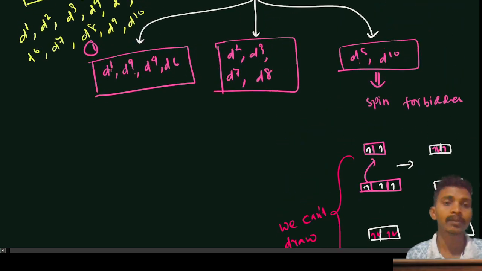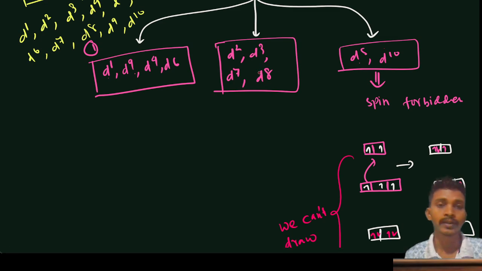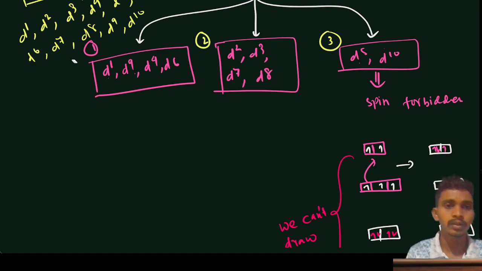Now we will discuss d1, d9, d4, d6, and d2, d3, d7, d8. This is the first type, and this is the second type. This is the third type. Here we can draw. So this is the first type. We will discuss these first and second types.